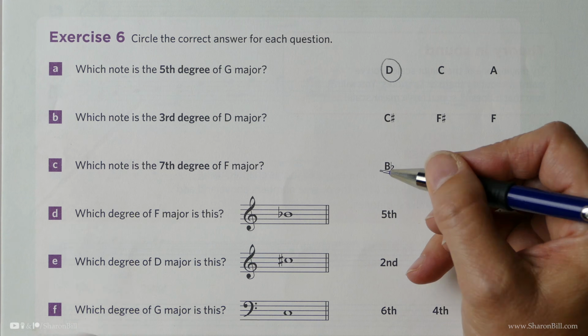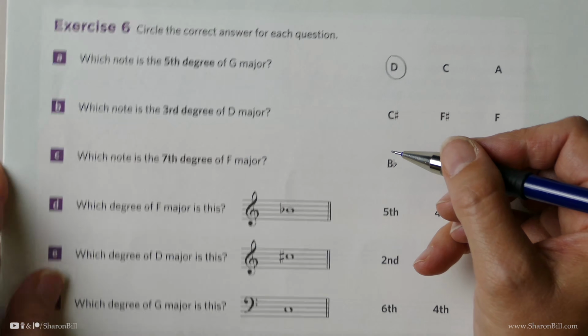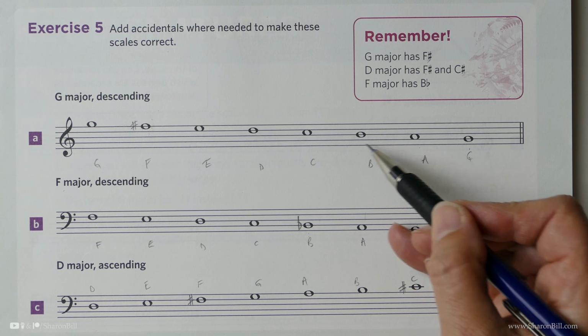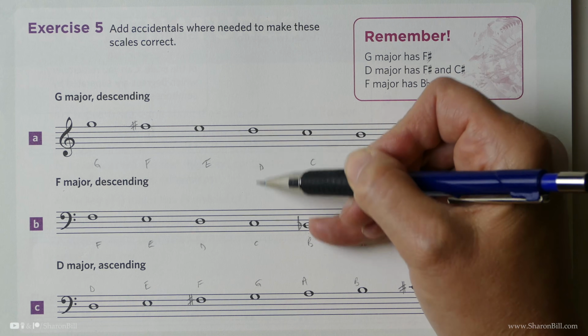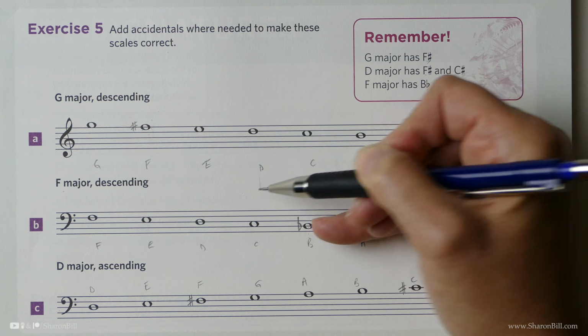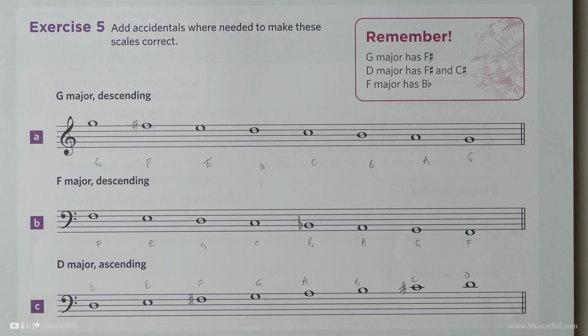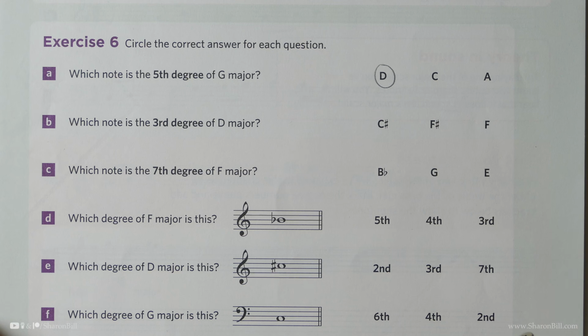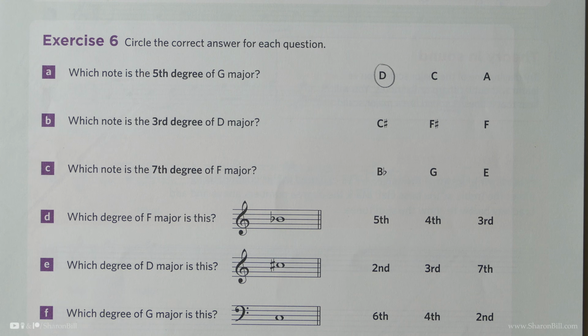Or of course, you could just count up. Remember, we're always counting upwards for degrees. 1, 2, 3, 4, 5. We can see that D is the 5th step, the 5th degree of the scale. So perhaps you can just continue with this exercise and then we'll check them together.